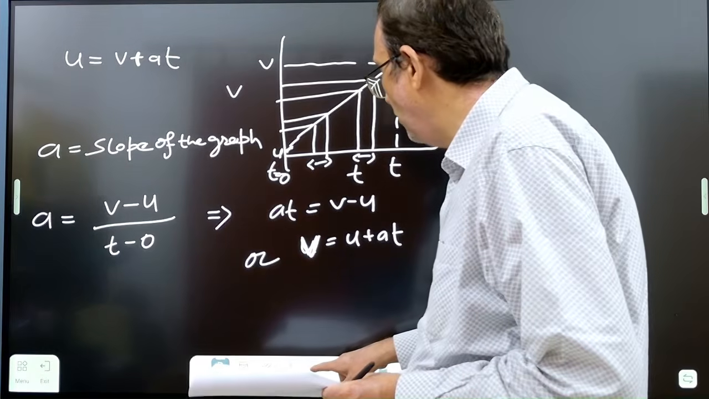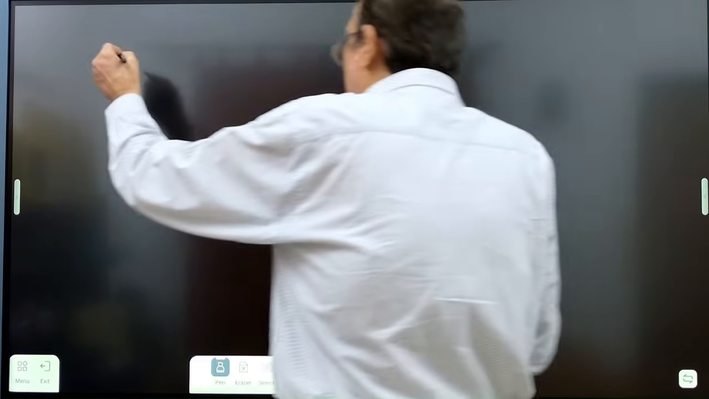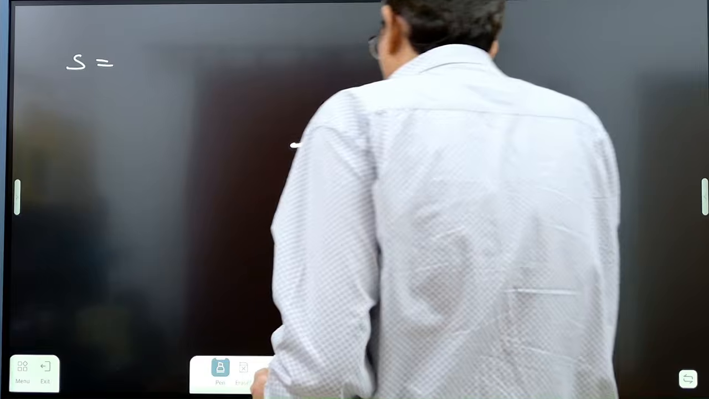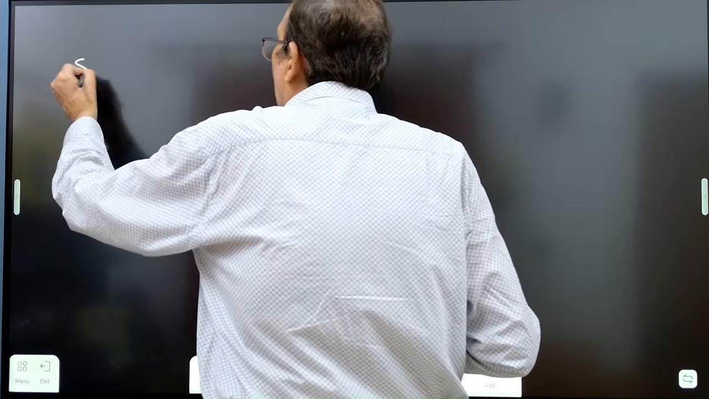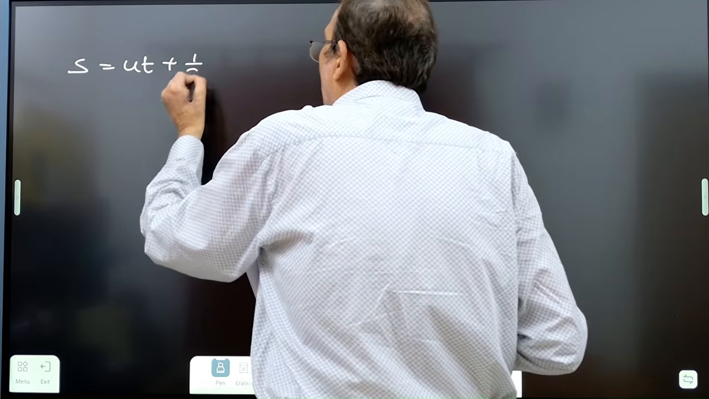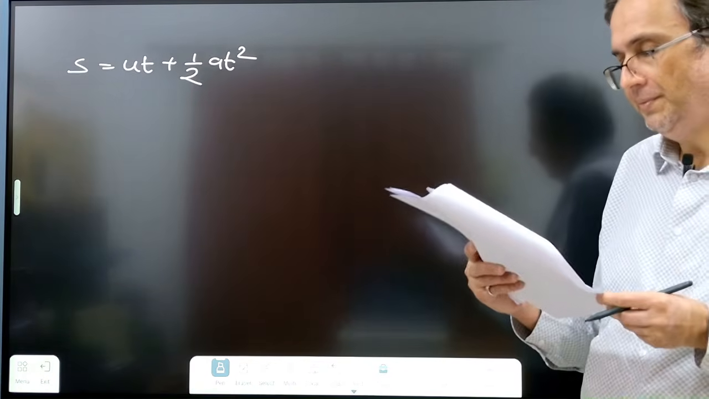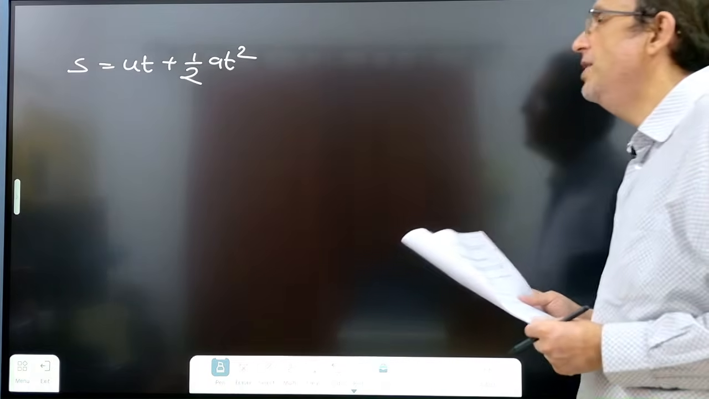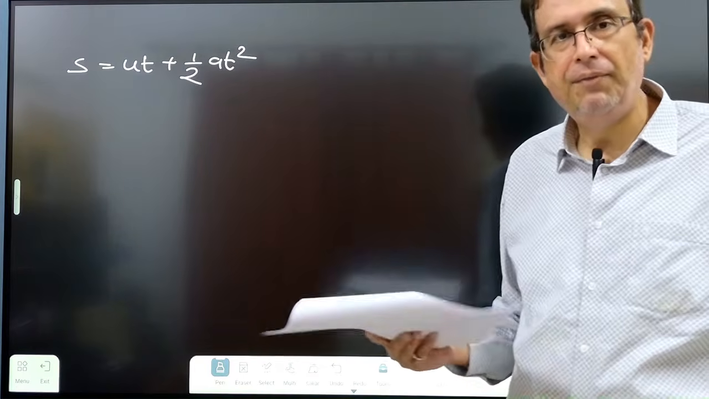So let us move now to the second equation. The second equation is s is equal to ut plus half at square. So this is the second equation. Again, if you remember, the displacement is given by the area under the velocity time graph.